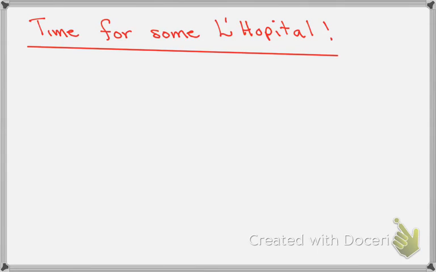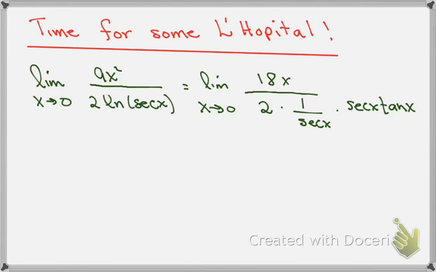So now it's time to use some L'Hopital's rule. So we're going to take the limit as x goes to 0 of 9x squared divided by 2 times the natural log of secant x. Taking the derivative of the numerator and the denominator, we see the numerator becomes 18x. And in the denominator, we have to use the chain rule, so the 2 as a constant stays there. The derivative of natural log of something is 1 over that something. That's where the 1 over secant x comes from. And then the derivative of secant x, which is inside the natural log, is secant x times tangent x.